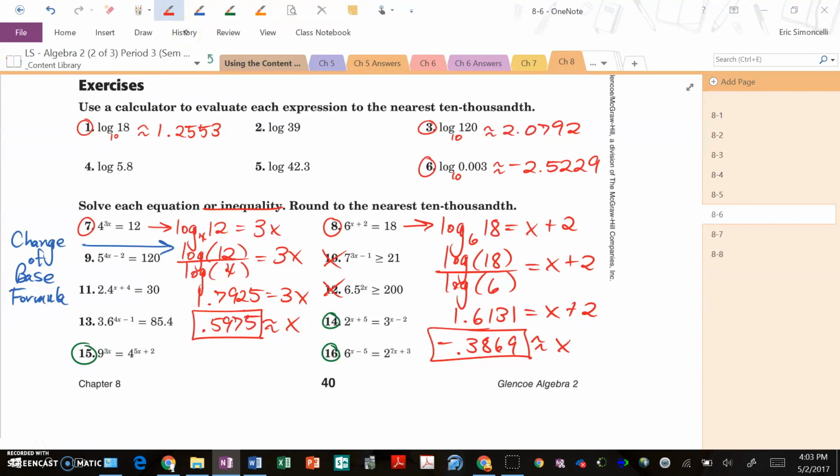So what I'd like you to do, on top of finishing up the 8-5 homework that the sub gave you, is try on your own 9, 11, and 13. Use the change of base formula for those 3 problems, and check your answer, measuring those against the answer key on OneNote that's already there for you.